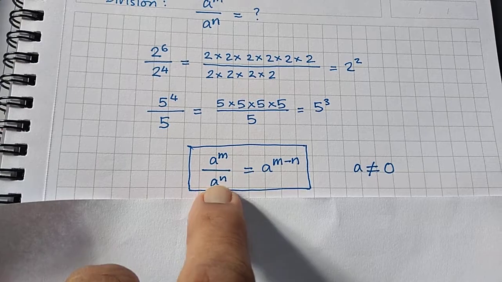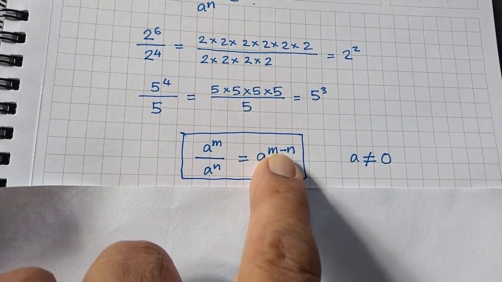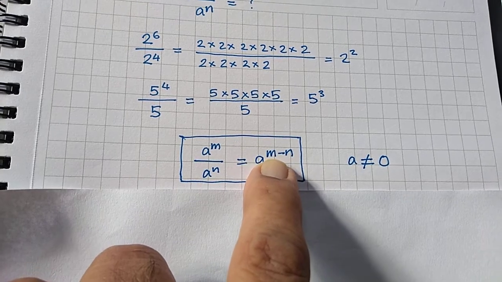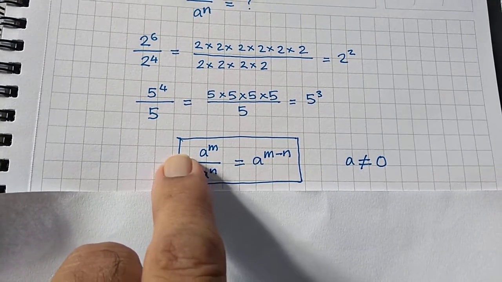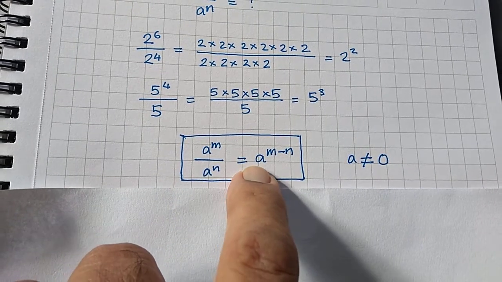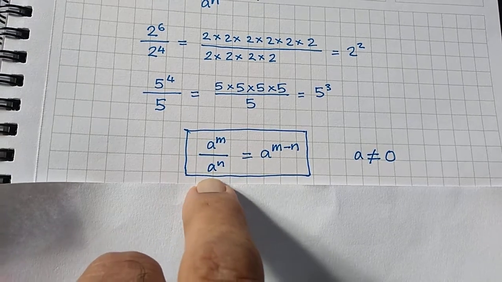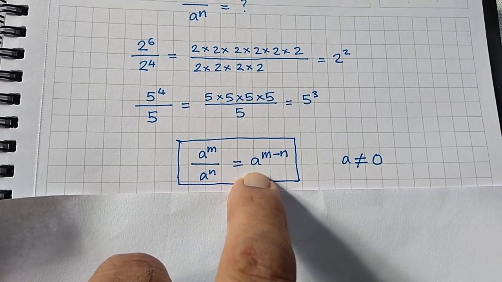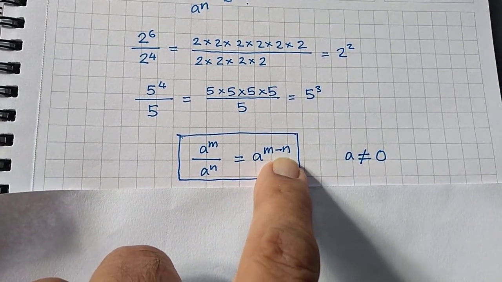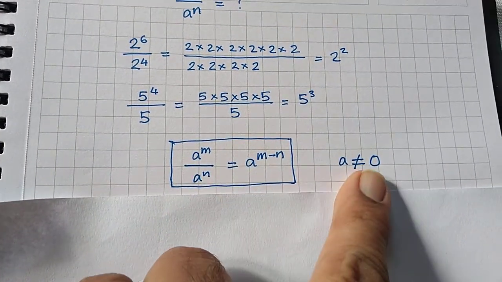A to the power m divided by a to the power n is equal to a to the power m minus n. It's the opposite of the multiplication, where a to the power m into a to the power n was equal to a to the power m plus n. Here, a to the power m divided by a to the power n is equal to a to the power m minus n. Remember, a cannot be 0 because division by 0 is not defined.